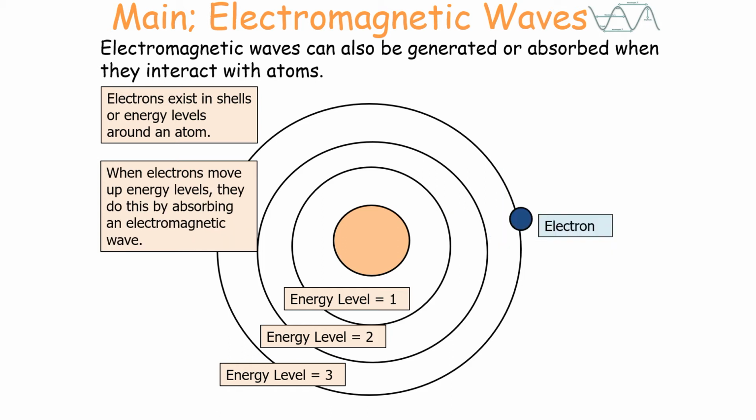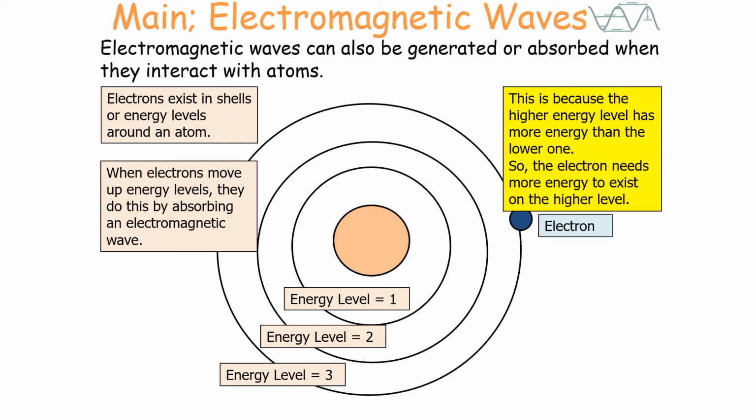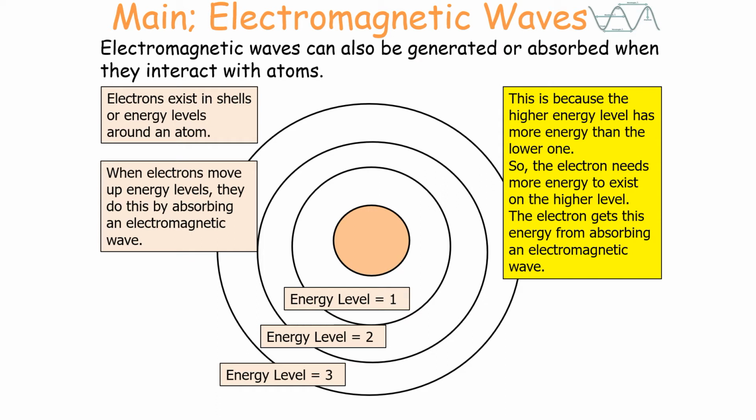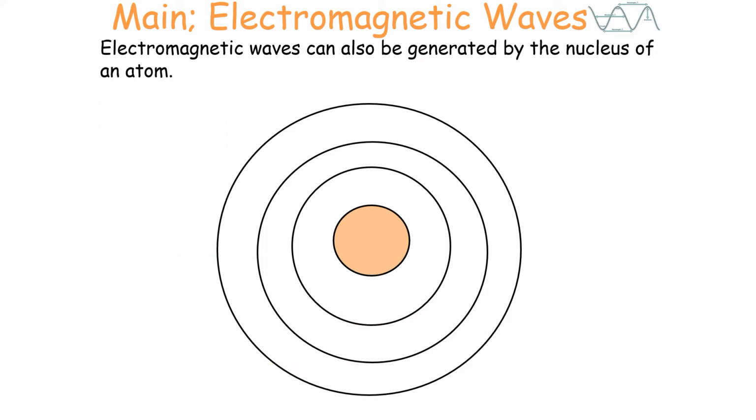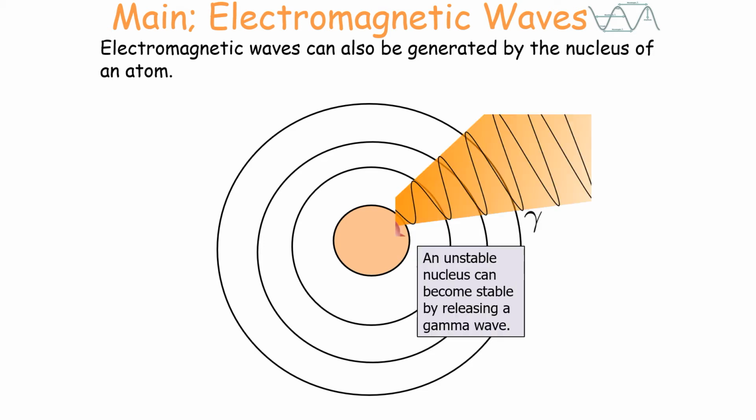Now when electrons move up energy levels, they do this by absorbing an electromagnetic wave. This is because the higher energy level has more energy than the lower one, so the electron needs more energy to exist on the higher level, which it gets by absorbing an electromagnetic wave. Now in addition to the movement of electrons producing electromagnetic waves, gamma waves can also be generated in the nucleus of an atom, because an unstable nucleus can become stable by releasing a gamma wave.